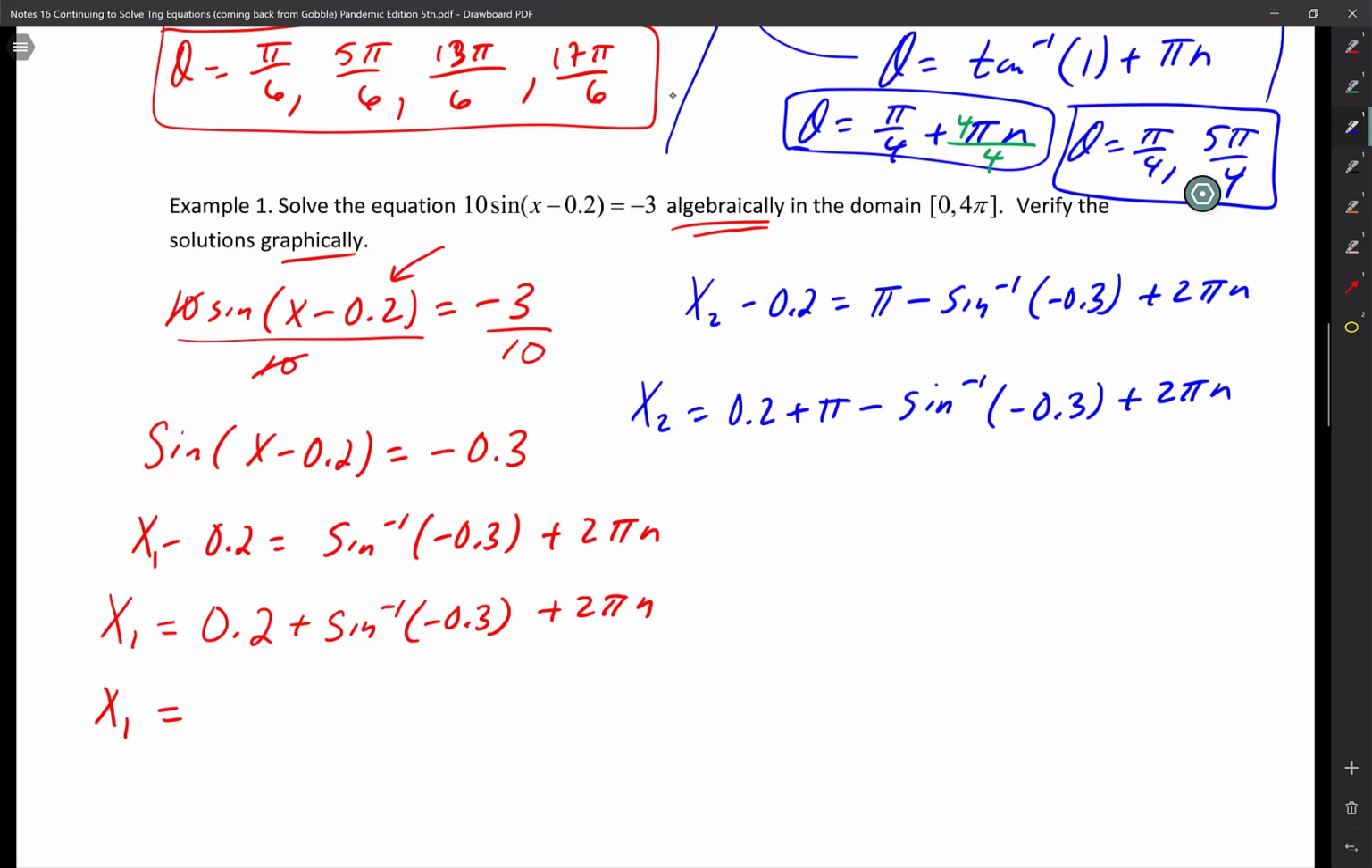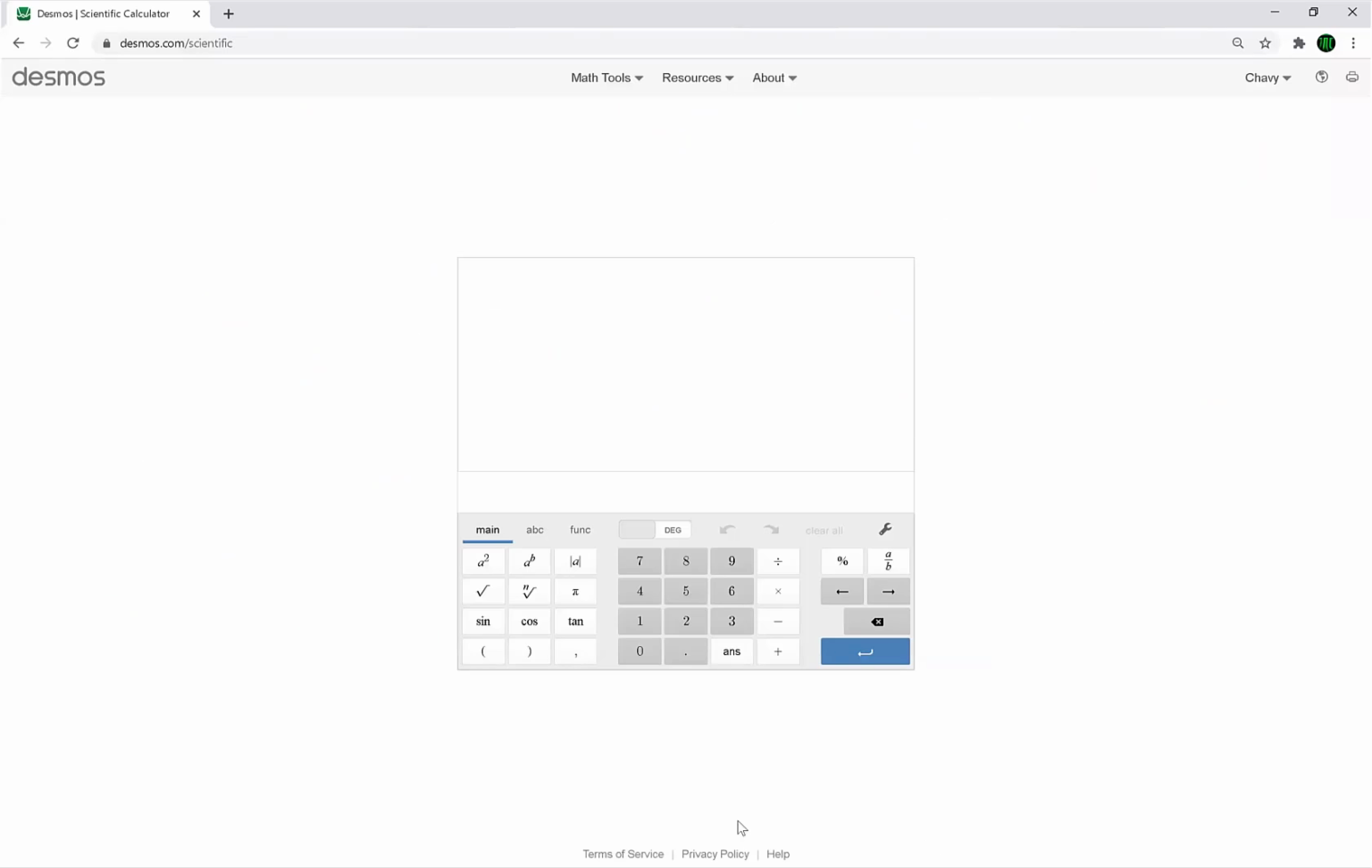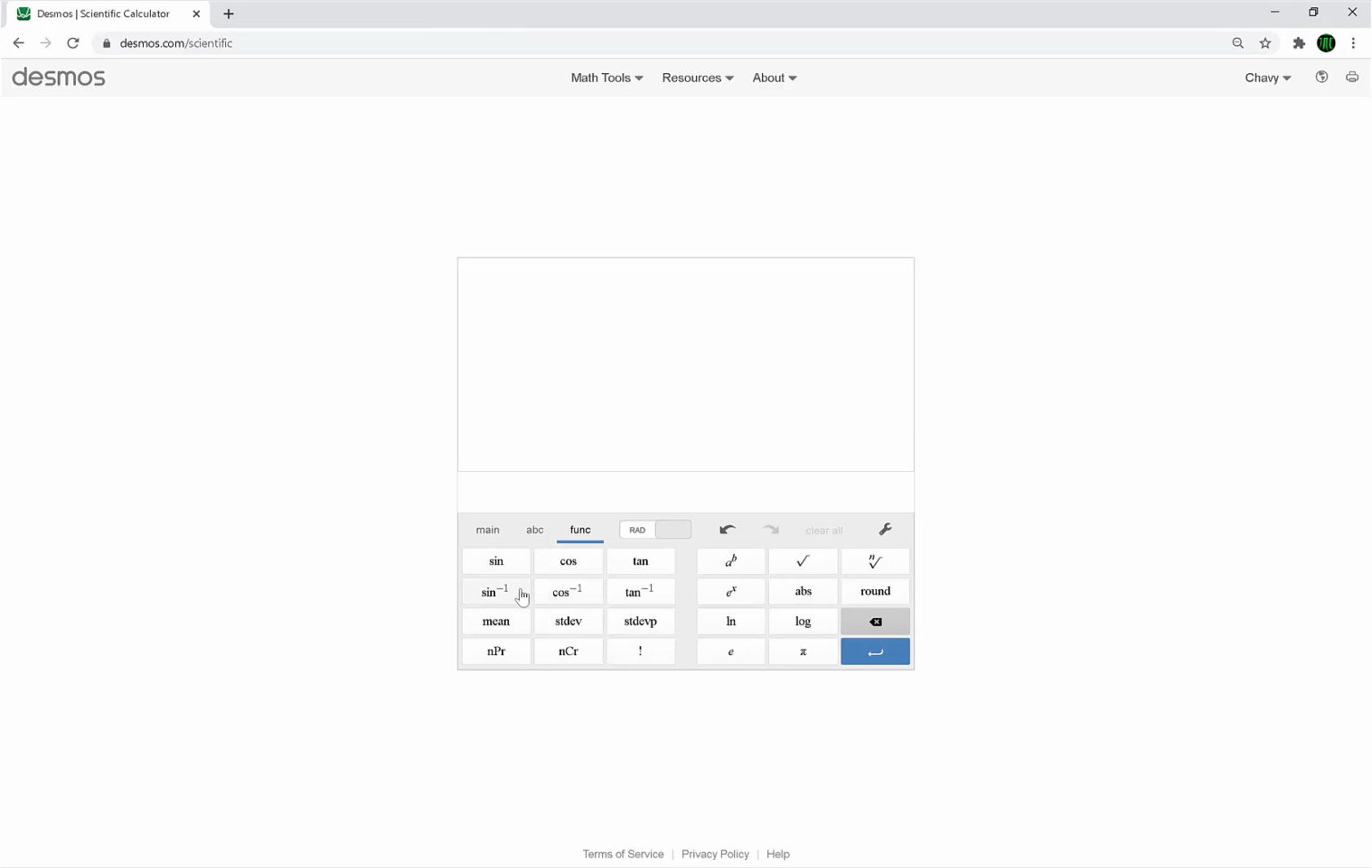I'm going to go to my Desmos. So here's my Desmos. And let's see, okay, I'm in degree mode. Nope, I'm in radian mode. So click radian. So there it is, radian. And I'm going to go to, what was it, the first one? Arc sine of, no, wait, did I have 2 or something or no? I already forgot it.